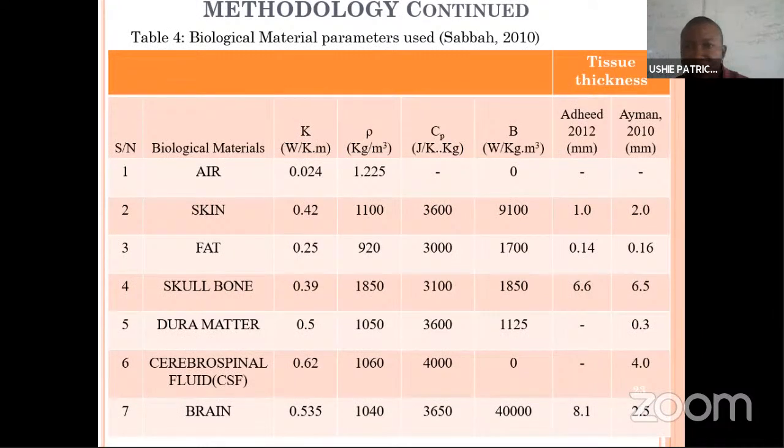We went back to the basics. The basics are the different tissue layers within the body system, or the head system, where most of the time the phone is always close to. You have air between the head and where the phone is, the air space. You have the skin of the head, the skull bone, the dura mater within the head, the cerebral fluid inside that before the brain. The brain is the last tissue in the human head.